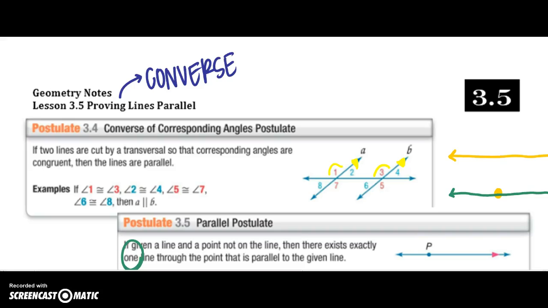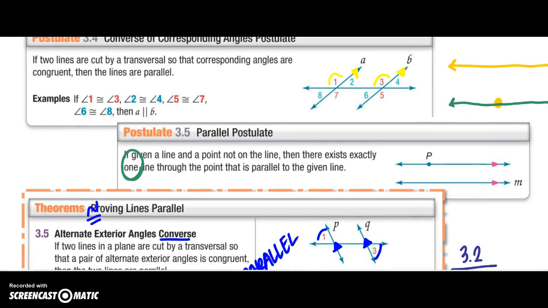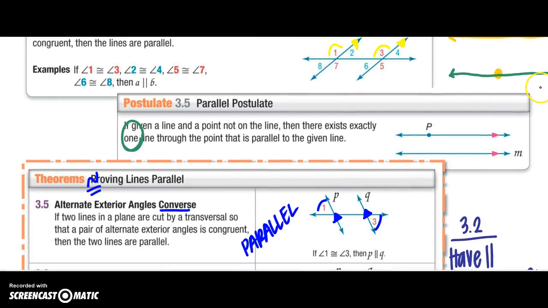After already going through some of the postulates and theorems that it takes to prove lines parallel, we are going to now use those postulates or theorems to prove those lines parallel. So just as a refresher, the corresponding angles postulate, the converse tells us that if the corresponding angles are congruent, then our lines can be parallel by the converse. Another one we have talked about is alternate exterior angles. If I can prove that two exterior angles are congruent, then I can prove that the lines are also parallel.